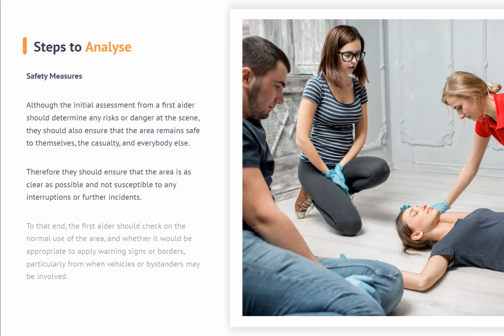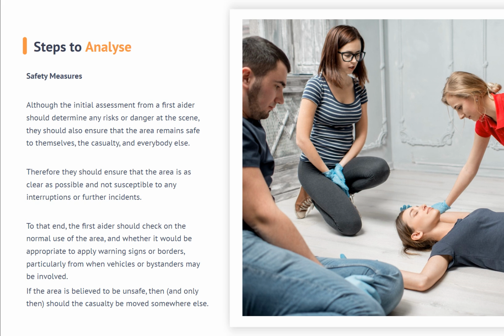Safety measures. Although the initial assessment from a first aider should determine any risks or danger at the scene, they should also ensure that the area remains safe to themselves, the casualty, and everybody else. Therefore, they should ensure that the area is as clear as possible and not susceptible to any interruptions or further incidents. To that end, the first aider should check on the normal use of the area, and whether it would be appropriate to apply warning signs or borders, particularly from when vehicles or bystanders may be involved. If the area is believed to be unsafe, then, and only then, should the casualty be moved somewhere else.